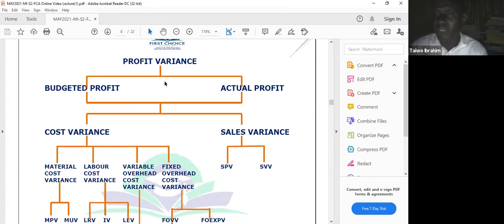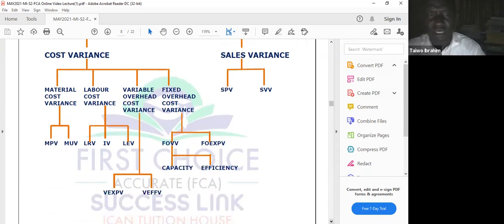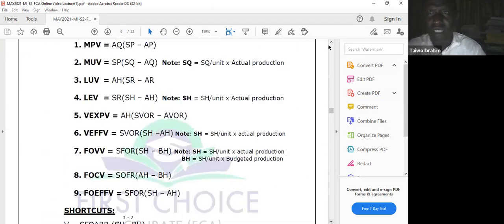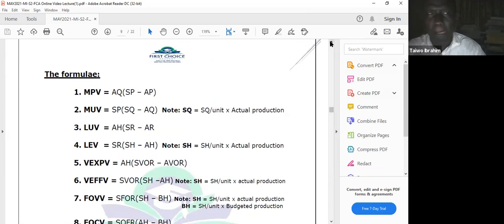they always devise a formula to use in the computations of these variances. So in a nutshell, to compute these variances, what are the formulae that we can use? Let us now look at this, please. Look at this. I have highlighted those formulae here.